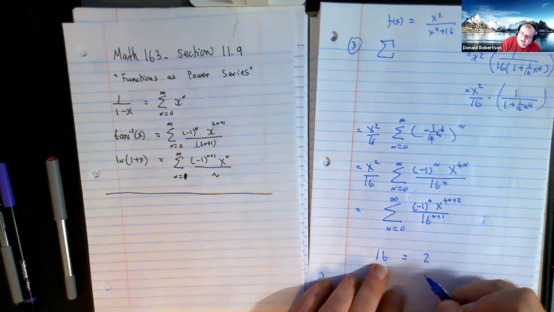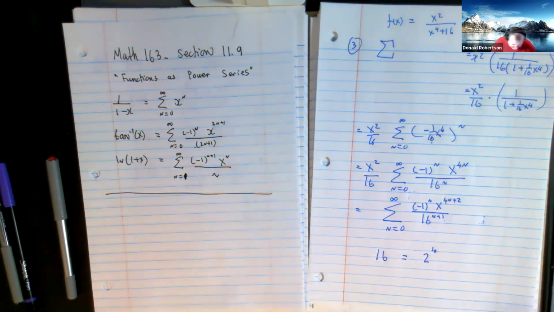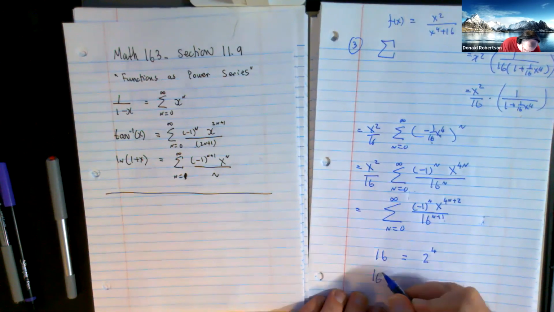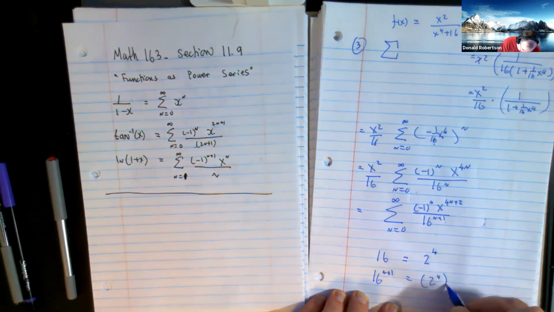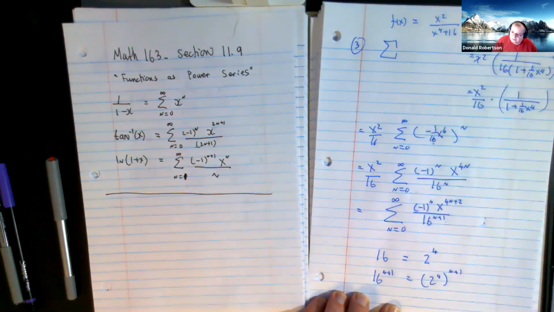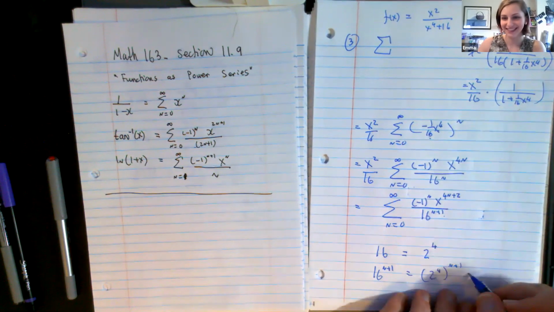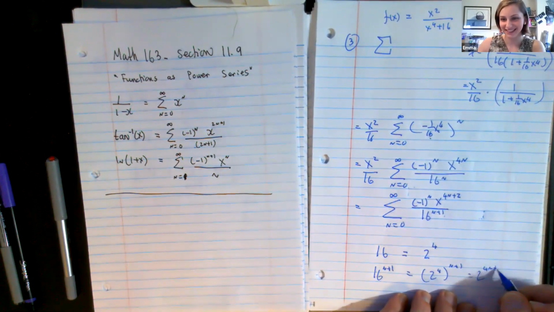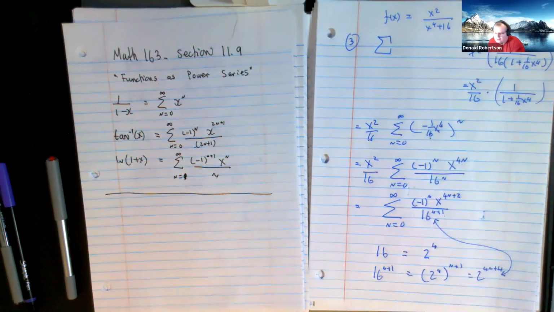You have to recognize that 16 is actually 2 to the power of 4. So if somebody says 16 to the n plus 1, you can think of it as 2 to the power of 4 to the n plus 1. And then you would get, okay. So that's where that came from. That's really just style points.